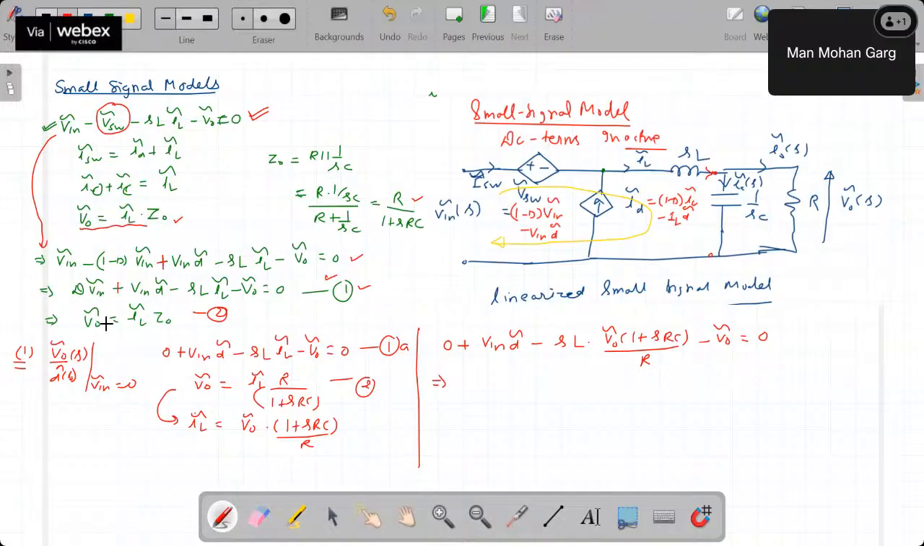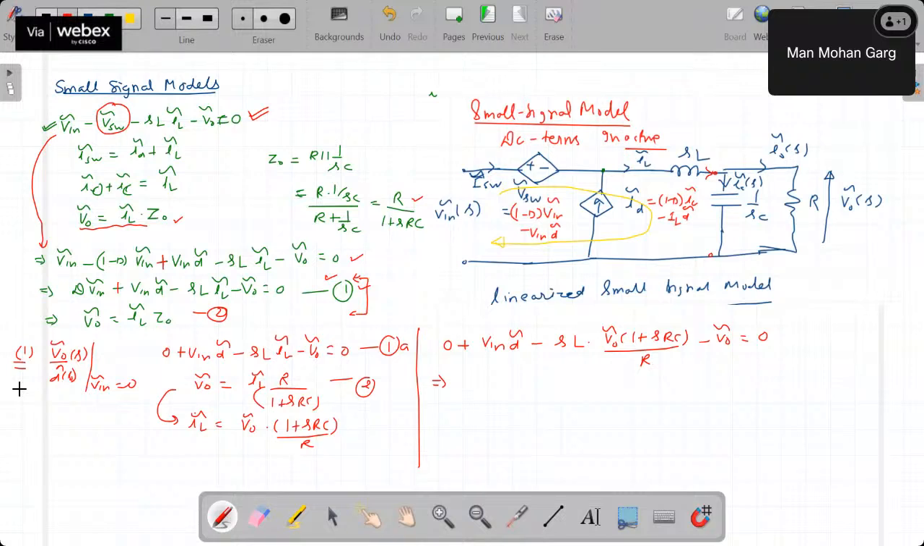And the other equation, V naught equal to IL Z naught, is always true. Now, with the help of these two equations, we want to get different transfer functions. Now, I want to get the transfer function V naught upon D. It means what is the impact on the variation in output voltage if duty cycle is varied. So in that case, we set other perturbations to 0, because, like the superposition theorem, we keep only one source active at one time, right?